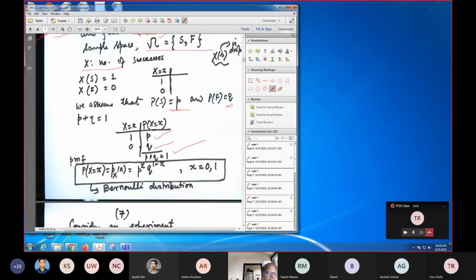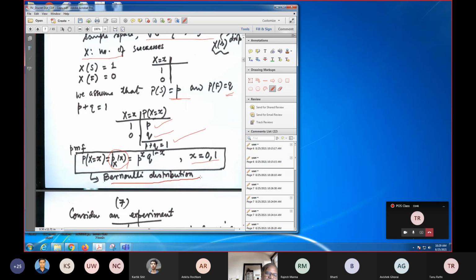If I want to write this in the form of a mathematical expression, I can write P of x, which is the probability of the random variable taking value small x. First, we write the range. In any experiment, once you define the random variable, you can always write the range. Once the range is specified, we need to develop a mathematical formula. In this case, it is very simple. It is P to the power x, Q to the power 1 minus x, because if you substitute x equal to 1, you get P. If you substitute x equal to 0, you get Q. So this particular distribution is known as the Bernoulli distribution.